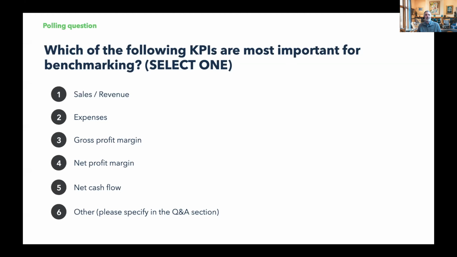Based off of your research, what do you think this one might be? I'd say gross profit margin. Well, I wonder if I'm influencing the answers. Yeah, that's true. Maybe we shouldn't do that. So I'll wait for the results.